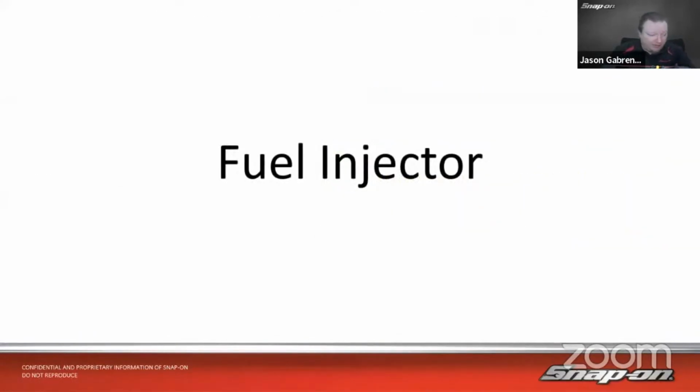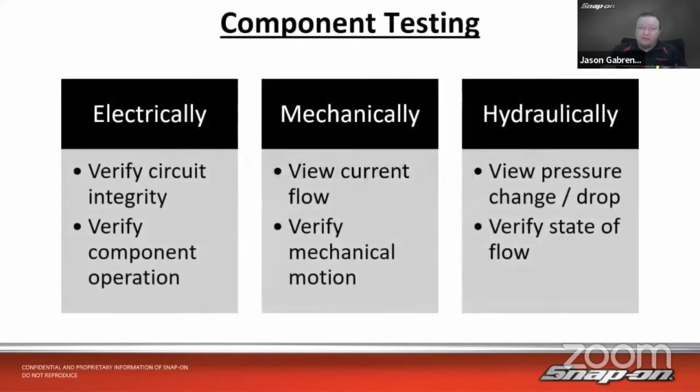So let's talk about a couple different components and a couple different ways that we can use multiple channels to test and learn more about it. If we talk about a fuel injector, there are 3 different things that we can test just on a fuel injector itself. We can check it electrically, check the voltage flowing through the circuit, verify the circuit integrity, and verify the component operation itself. If certain things happen in the signature, we know that it opened and closed.